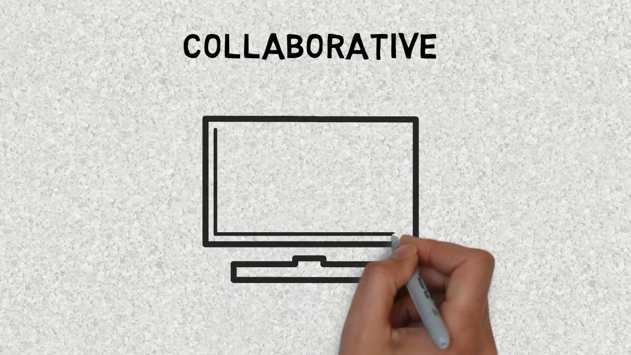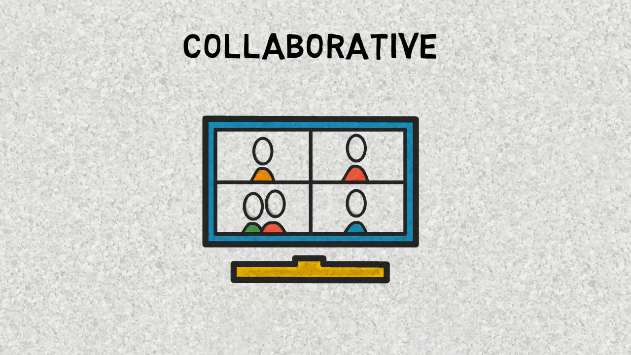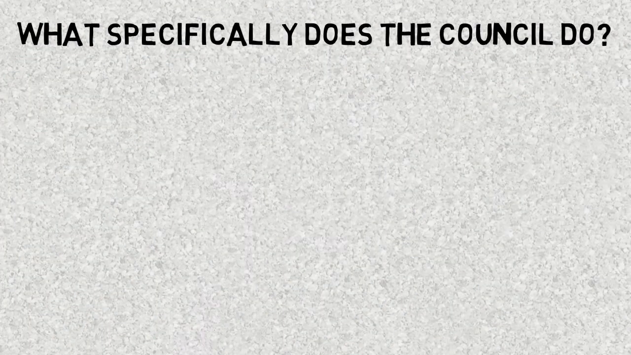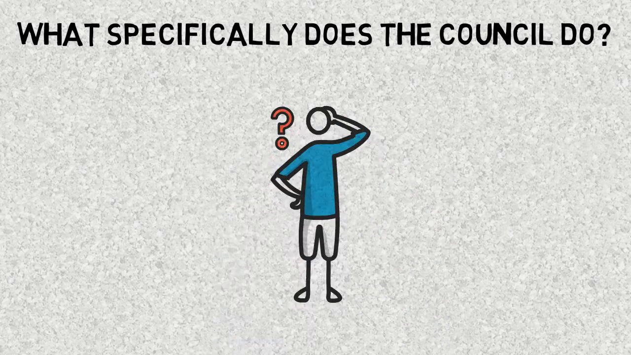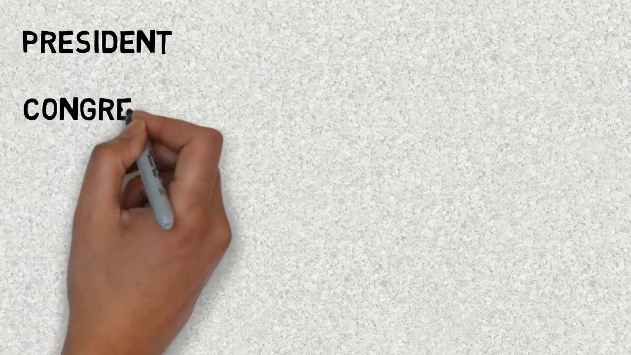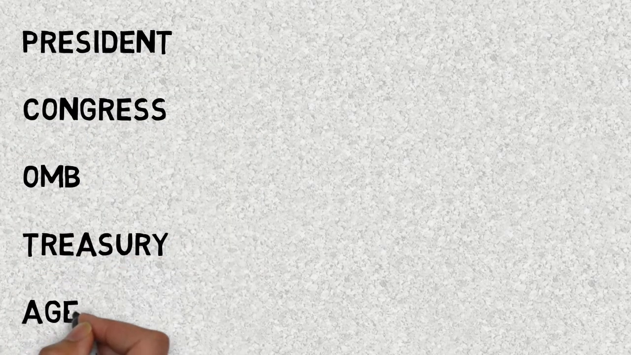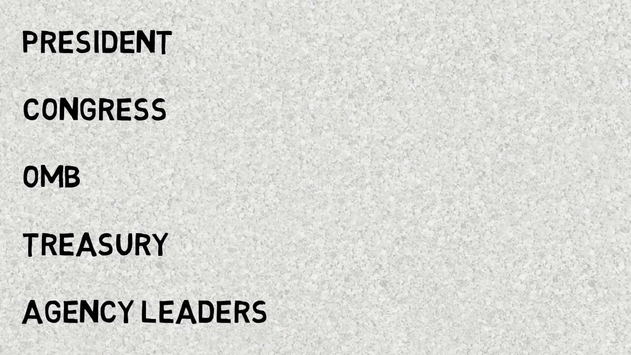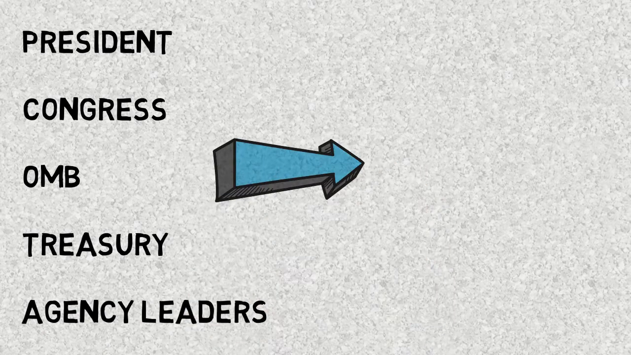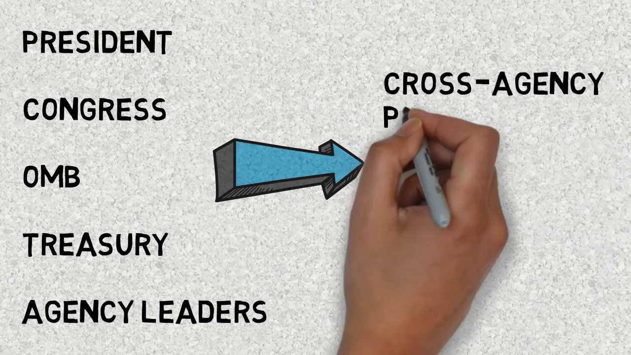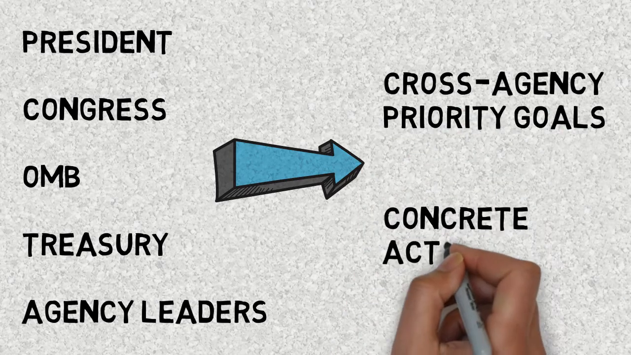The Council is a truly collaborative group of senior individuals from across 24 federal agencies who work hand in hand with OMB and the Treasury on the most significant government-wide financial initiatives. So, what specifically does the Council do? In determining where to focus its attention, the Council takes direction and input from the President, Congress, OMB, Treasury, and agency leaders. It then takes these inputs and organizes them into cross-agency priority goals and concrete action plans at the start of each new year.